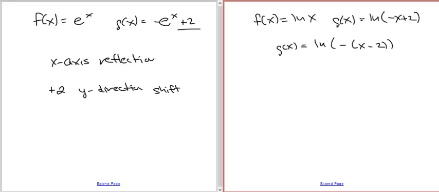And the reason you do that is because this gives you the right transformation in terms of the shift, the x shift. So because the negative sign's inside the function, you have a y-axis reflection. And because I'm subtracting 2, that means it's plus 2, an x direction shift.